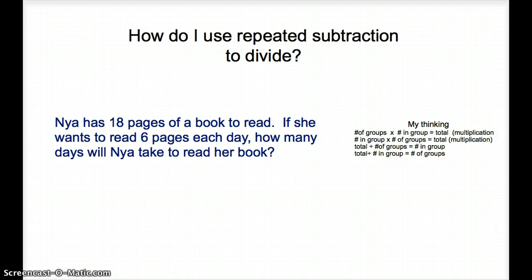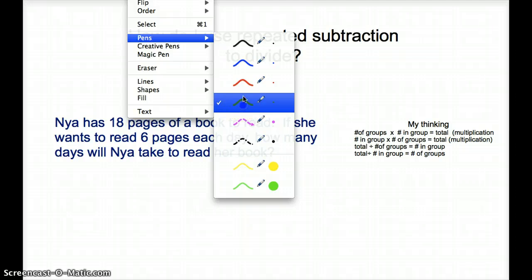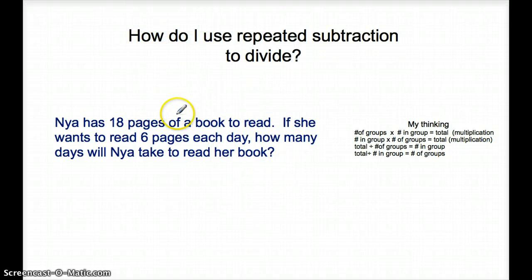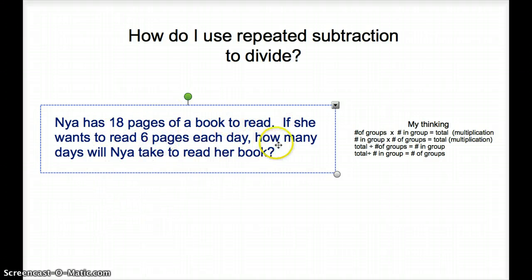So I have this problem. Naya has 18 pages of a book to read. If she wants to read 6 pages each day, how many days will Naya take to read her book? I'm going to read it again, and I'm going to be thinking about the who and the what. Naya has 18 pages of a book to read. If she wants to read 6 pages each day, how many days will Naya take to read her book?